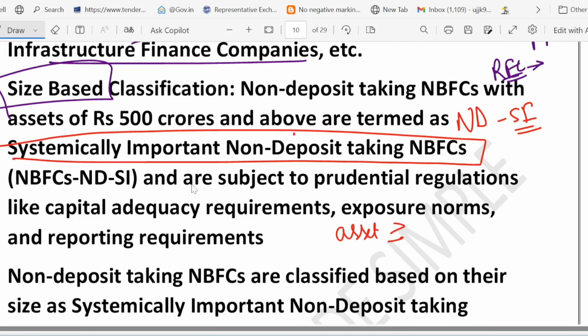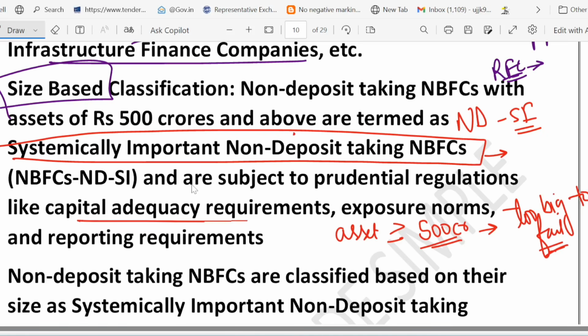They have assets larger than 500 crore. Okay, so they are treated as too big to fail. So they must follow the bank rules. Okay, what are the bank rules? Capital adequacy requirement, exposure limit, so they must follow all of these.